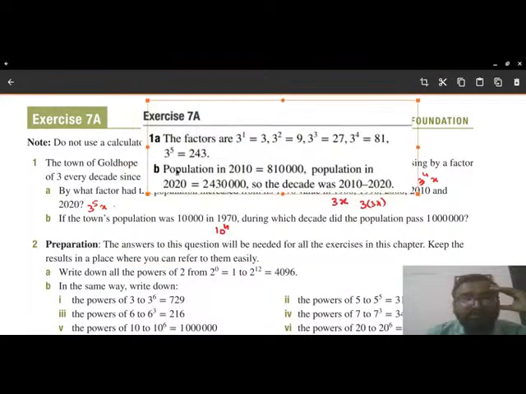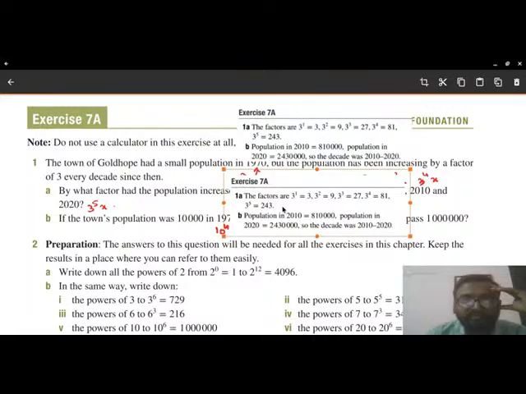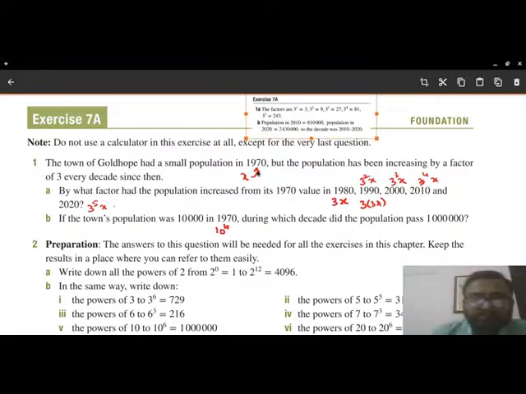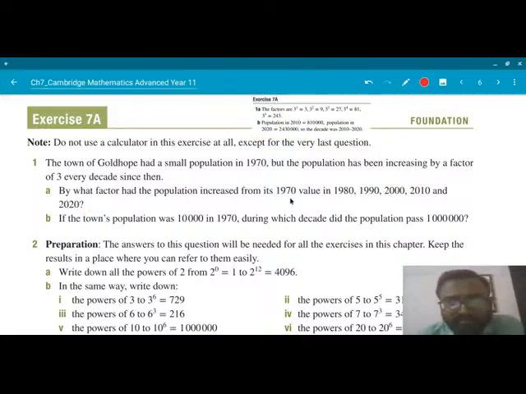So he mentioned only the factors. What are the factors he took? In the beginning case it is 3 power 1, and this will be 3 power 2, 3 power 3, 3 power 4, 3 power 5. So he is giving only the factor, he didn't ask for any population. Okay, it is 3 power 6.